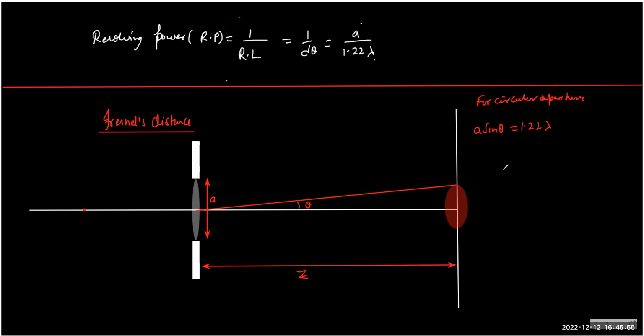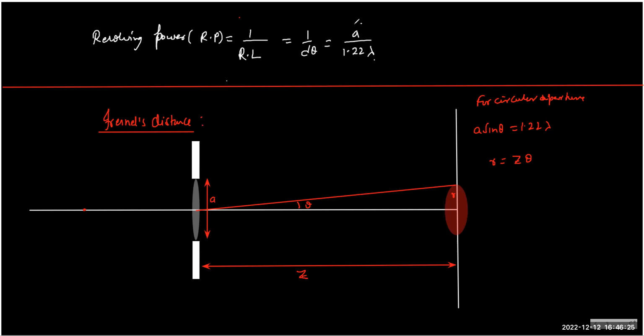Now if I talk about this length R, how big is R? We can say R equals Z theta, correct? Yes, sir. So Fresnel distance is taken. If this is Z theta, then the Fresnel distance is the distance at which the size of the image is equal to the aperture size.